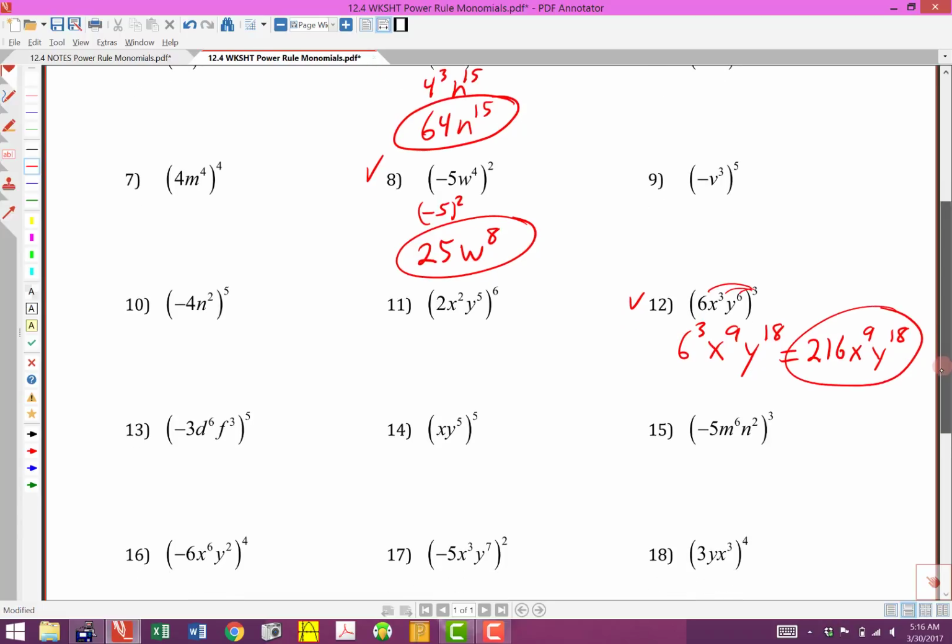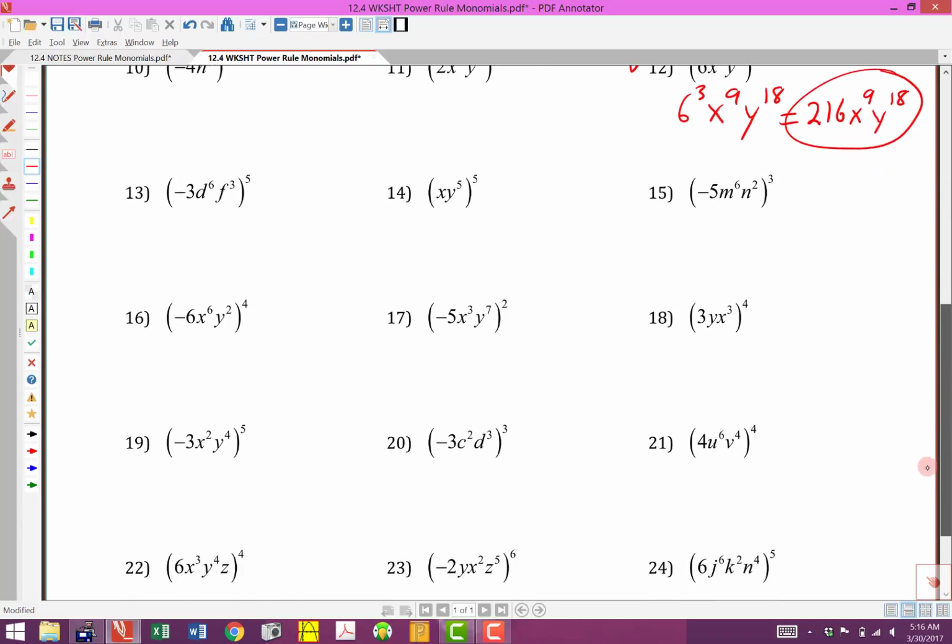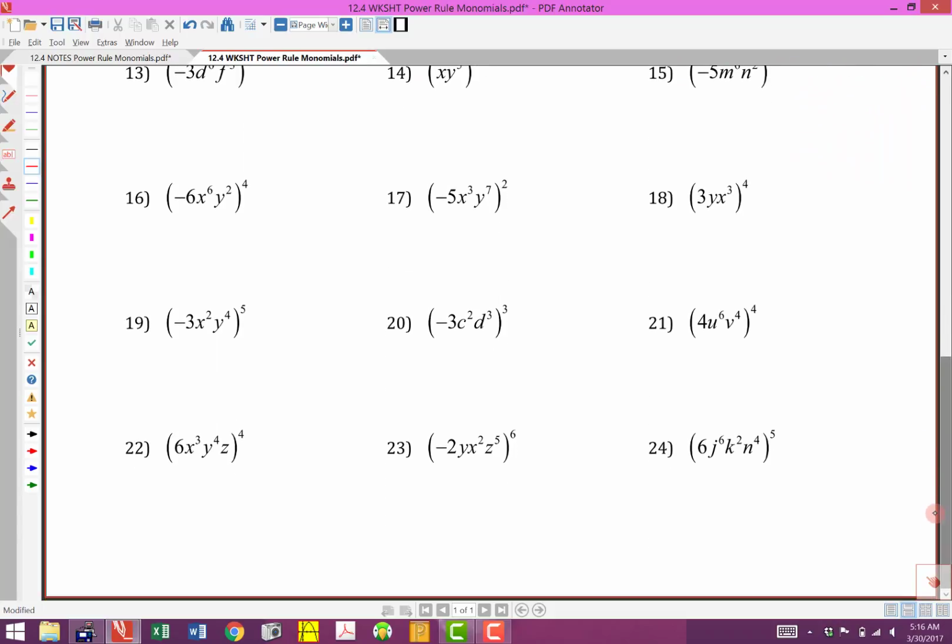If you have any trouble with any of these other problems, you may want to look at some of the examples that we did in our notes. In particular, you may want to take a look at number 24 and see if that looks familiar. So hopefully that helped, and good luck on your assignment.